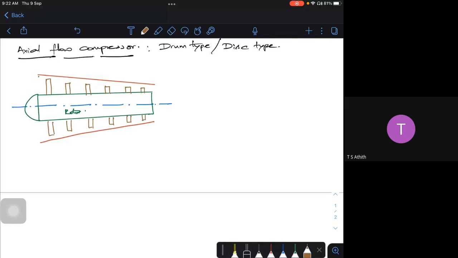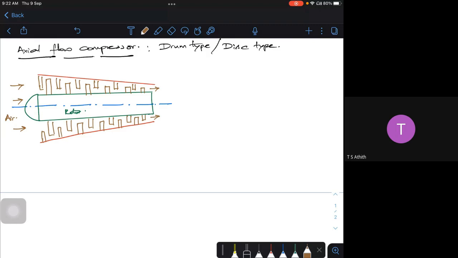Okay. Then I'll be having the stator blades like this, which are coming in between your rotor. I'm just showing, so they're all aerofoil shape. I'm trying to show the cross section. This is where your air intake will be. Air enters and the compressed air will be coming out here.